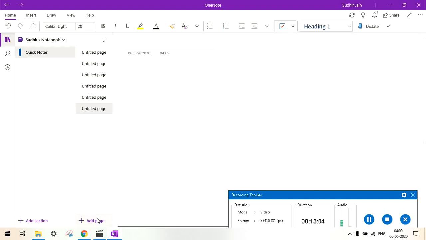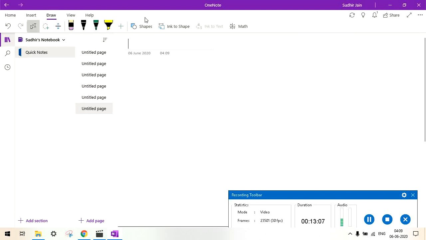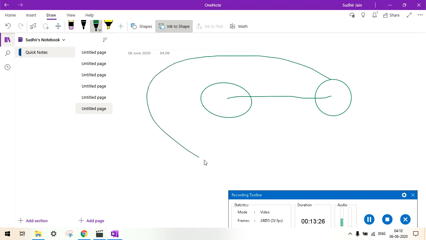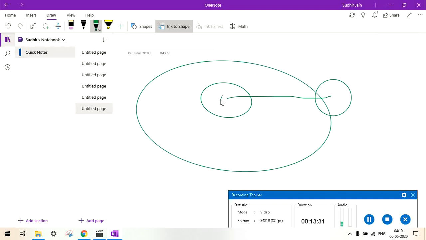Let me take a new page. What the author wants to say is, if you have any two objects, let's say these are two planets, and this planet is revolving around this, let's say this is the sun, and if this planet is in a circular motion, that is because there is a force attracting this object, right?